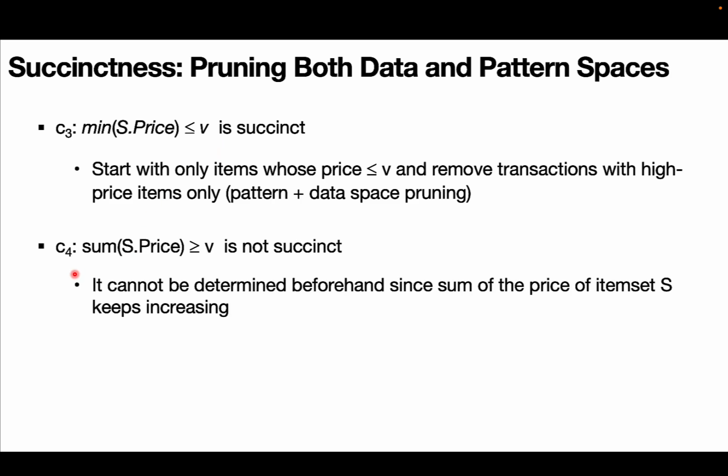Let's see C4. Sum of s.price greater than or equal to some value is not succinct because the sum of prices in a set keeps on increasing as more items are added. So we can't know in advance which items to keep or to drop based only on their individual prices.